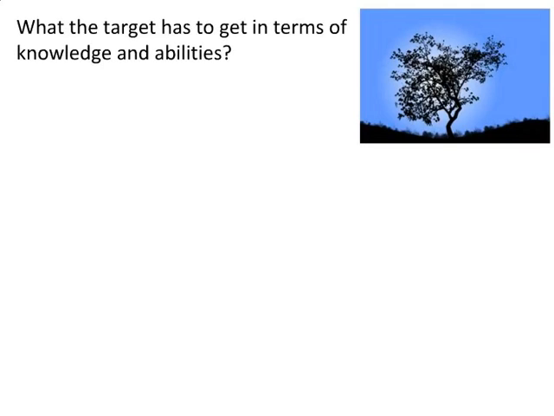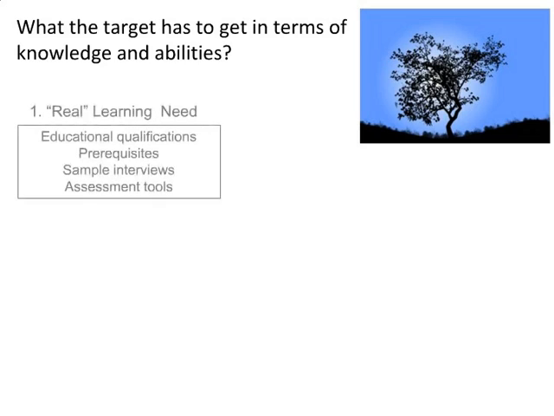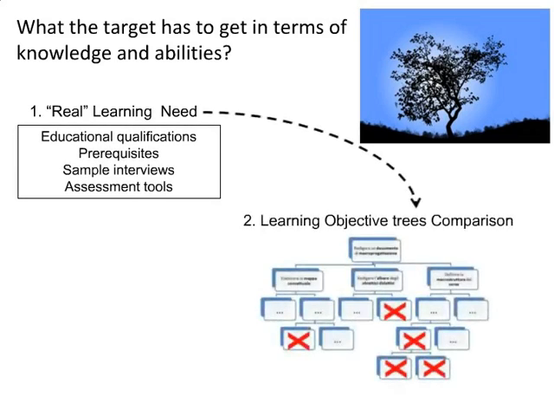In the last phase, we tried to answer this question: is the actual learning need actually corresponding to what the target has to get in terms of knowledge and abilities? In order to answer this question, we carried out two activities. In the first, we determined the learning need by making use of different analysis tools. In the second activity, we compared the actual learning objective tree with the results obtained with this analysis.